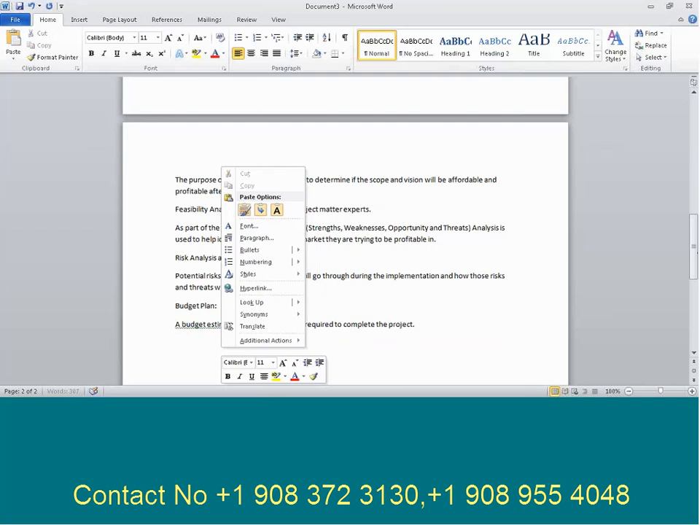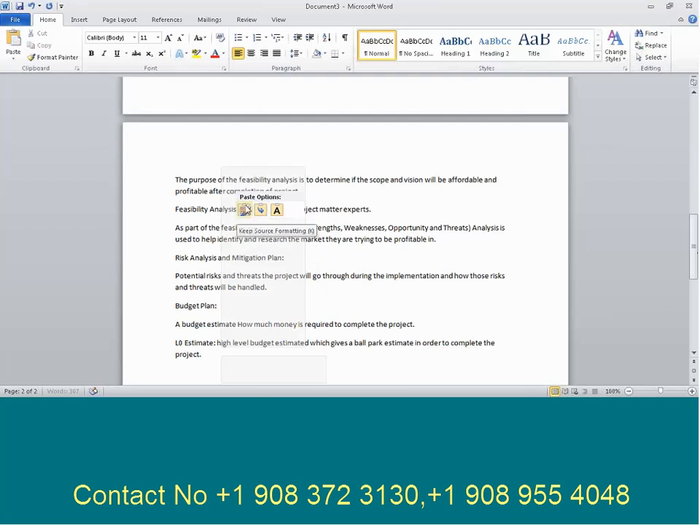L1 estimate is the low level estimate. So a low level estimate pretty much will give a detailed picture, a breakdown about all the items and the price. Kind of a detailed breakup of price. That's all you need to know.